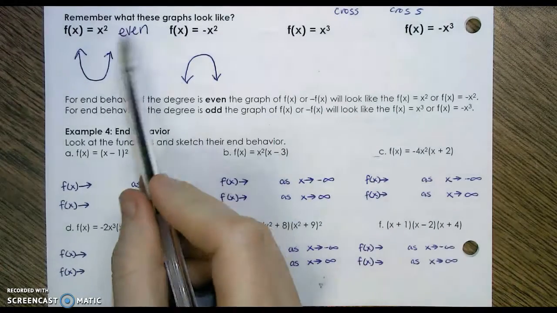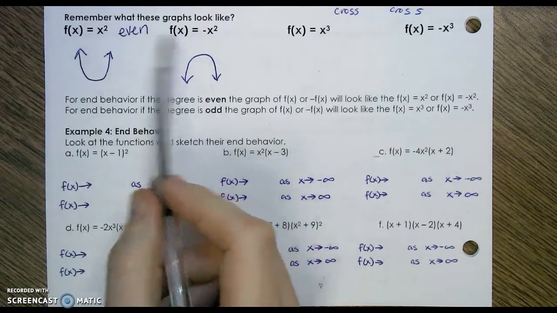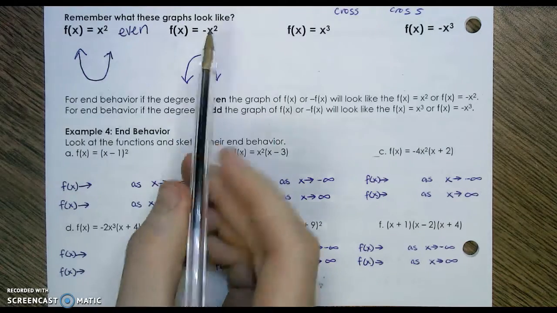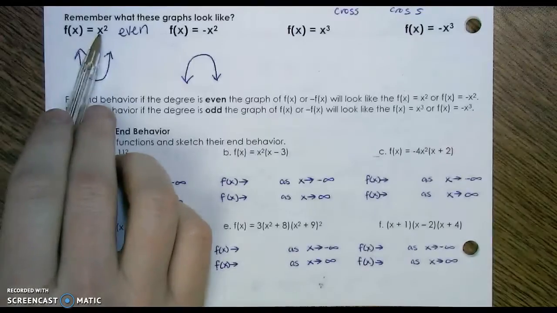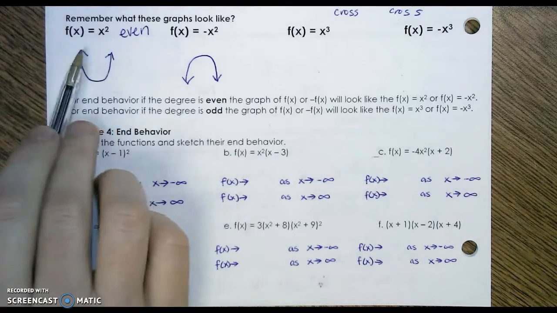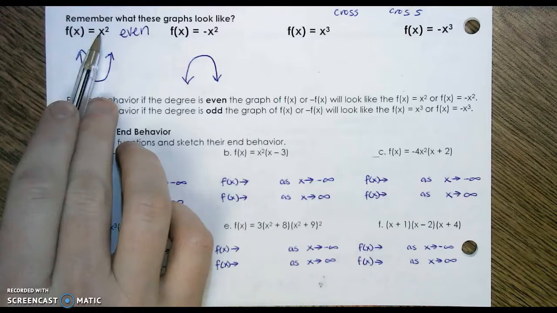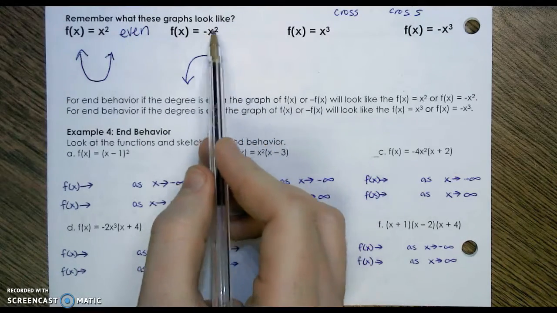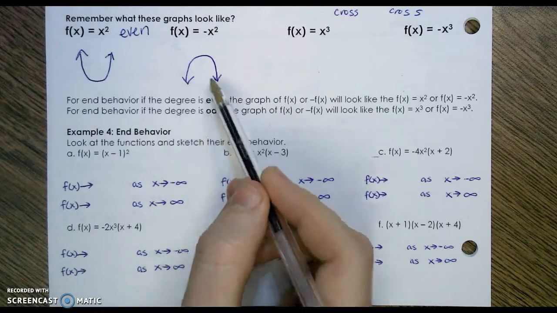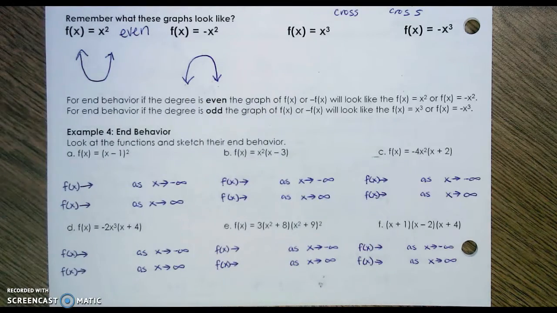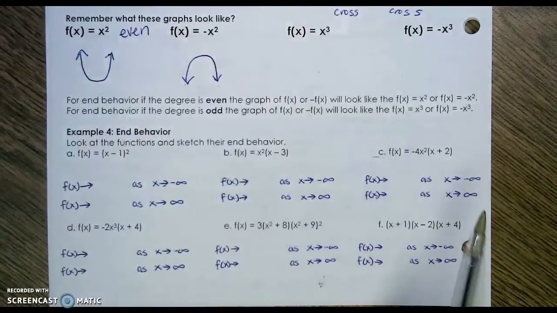So x to the fourth, x to the sixth, x to the eighth, they all are going to end the way x squared ends. So x squared ends up and up, so it's going to end up on the left, up on the right when x squared is positive. When x squared is negative, it ends up going down, down. So down on the left, down on the right. And the same thing happens for any even degree polynomial.